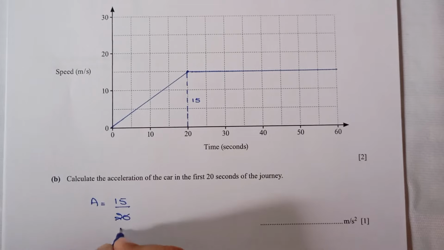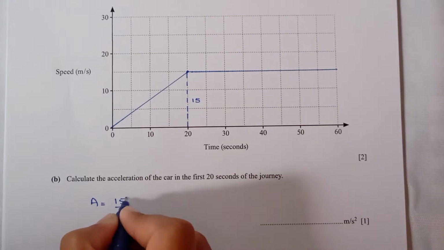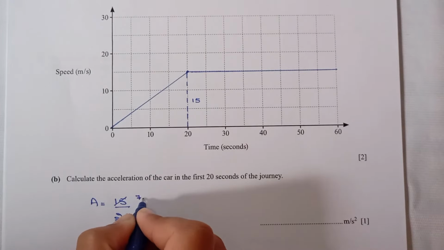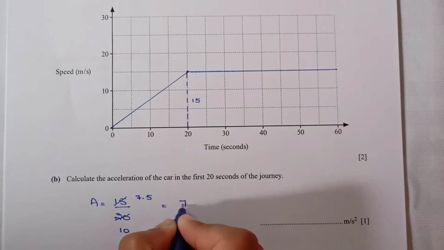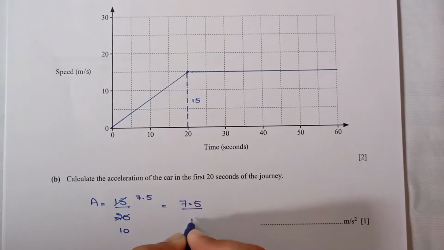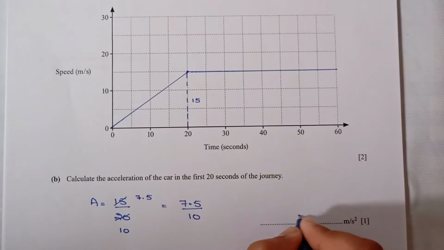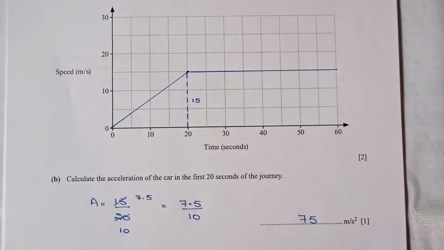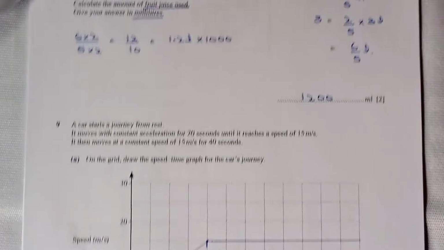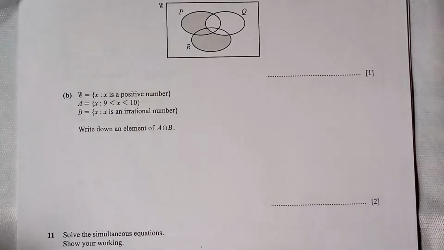So 2 times 1 is 2 and 0. 2 times 7 is 14 and we have 1, and 2 times 5 is 10. So it would be 7.5 divided by 10. So we can say 0.75 meters per second squared.